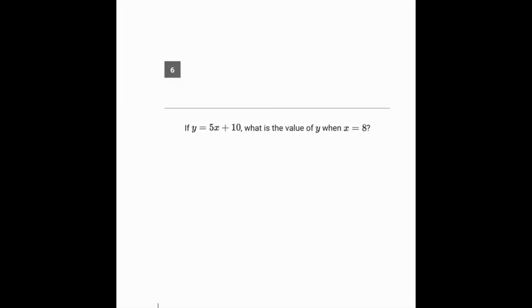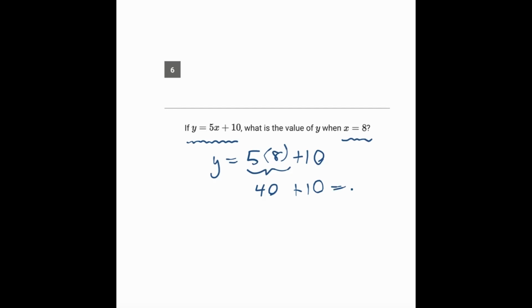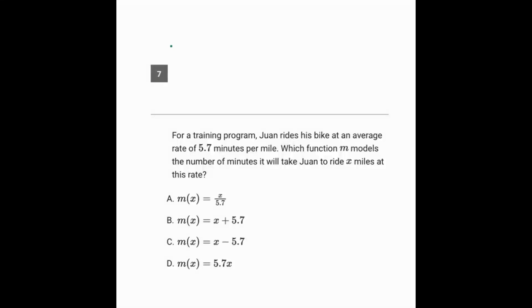Going over to question number 6 now. Here, we're being given a nice simple equation, and we're being asked to plug in x equals 8. So y equals 5 times 8 plus 10. 5 times 8 is 40, plus 10 gives you 50, and that's your answer to number 6. Now going over to question number 7.